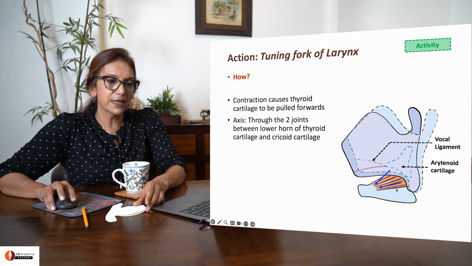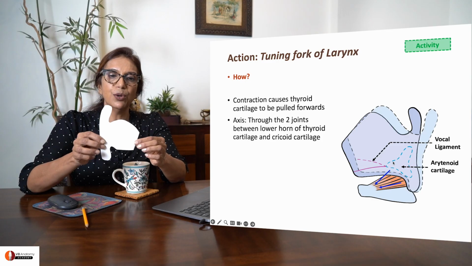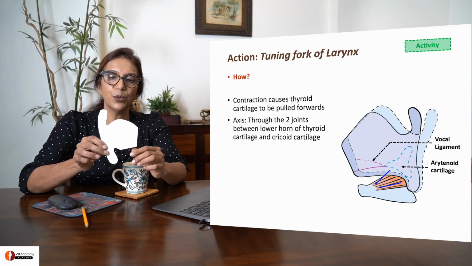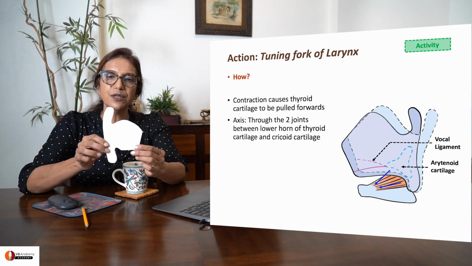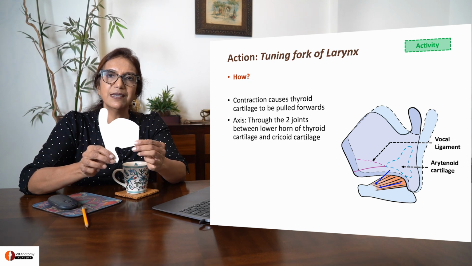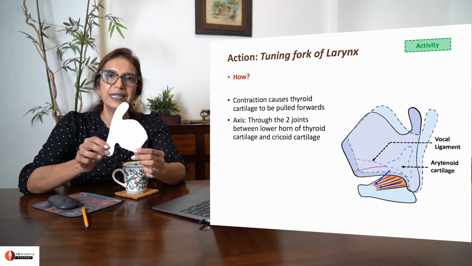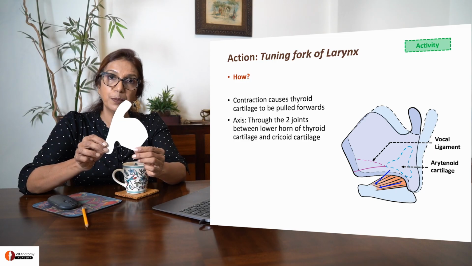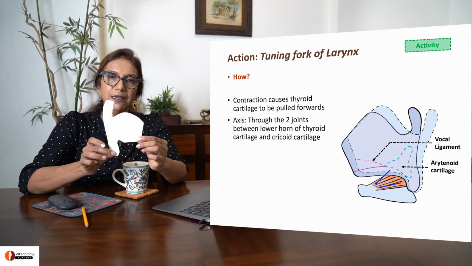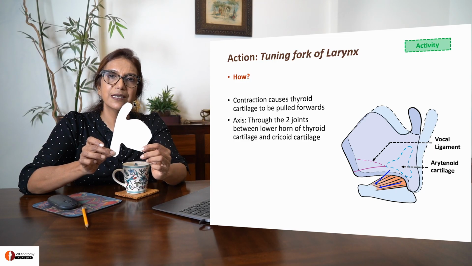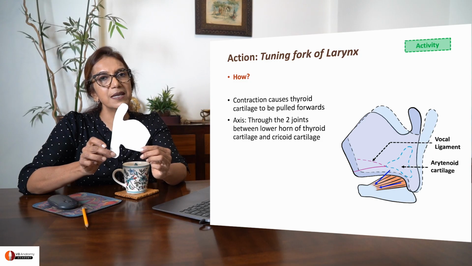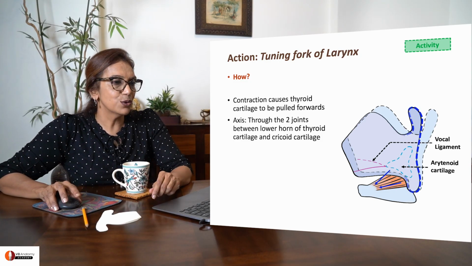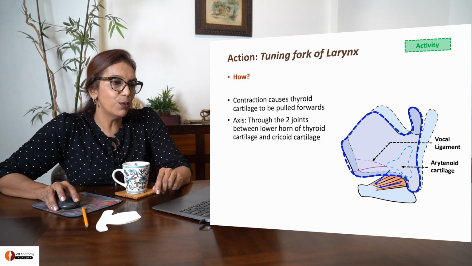When it contracts, what it does is, see, this is your thyroid cartilage. Cricothyroid is attached to it here. When it contracts, it just pulls your thyroid forward. This is your thyroid, it just tilts it forward in this manner. Please practice that. When it tilts forward, the rest of the cartilages remain in their place. Arytenoid remains in its place. So your thyroid cartilage has moved forward.